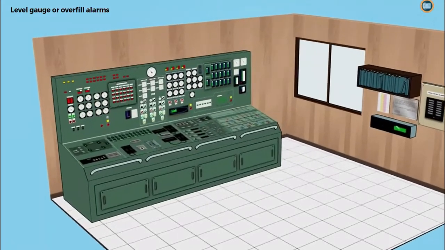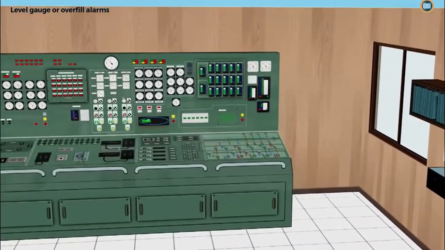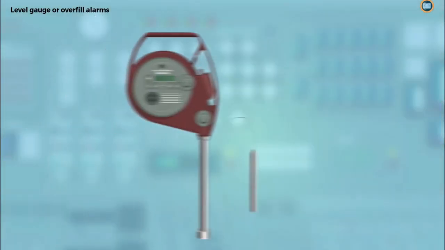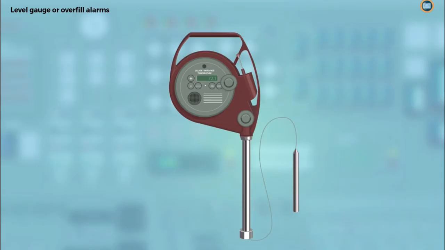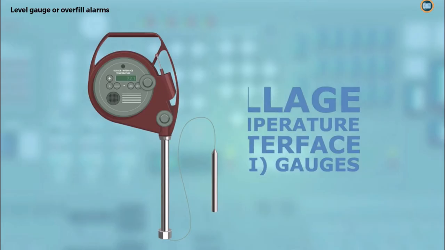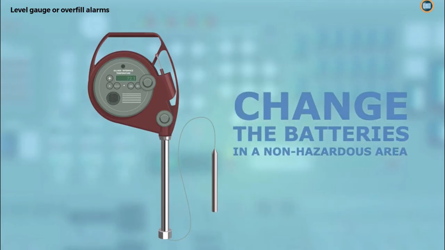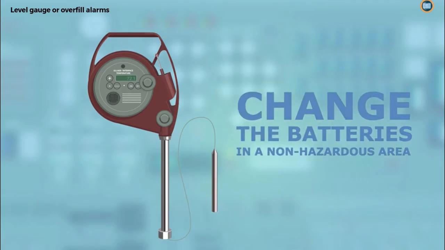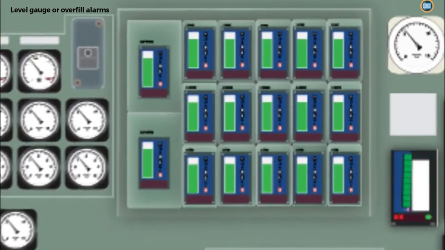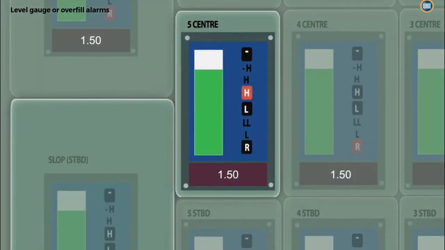When it comes to level gauging systems and overfill alarms, a few things need to be checked. These include the functionality and condition of the portable ullage temperature interface gauges. If required, you must change the batteries in a non-hazardous area. Check the operation and settings of the remote level gauging system and the settings of the high and low level alarms. Under normal conditions, the high level alarm will typically be set to 95% full.